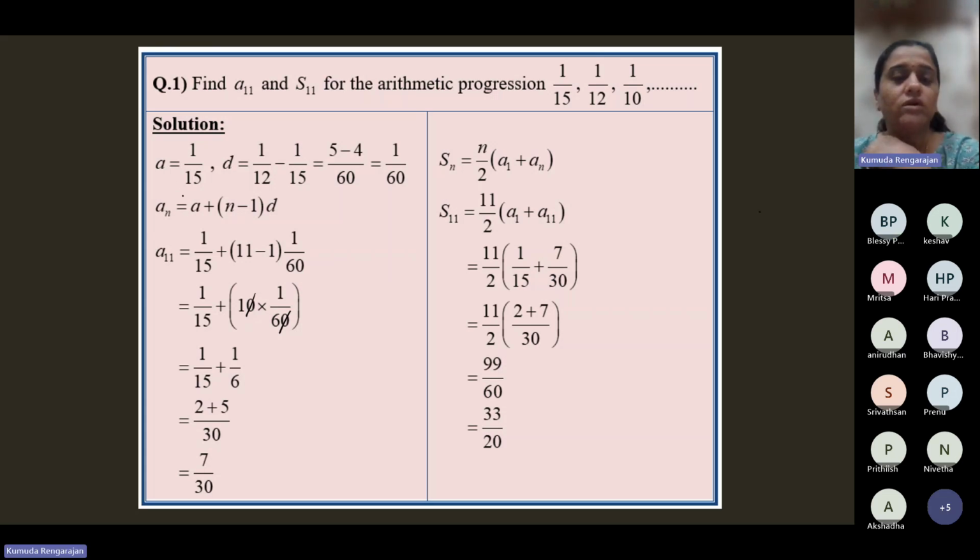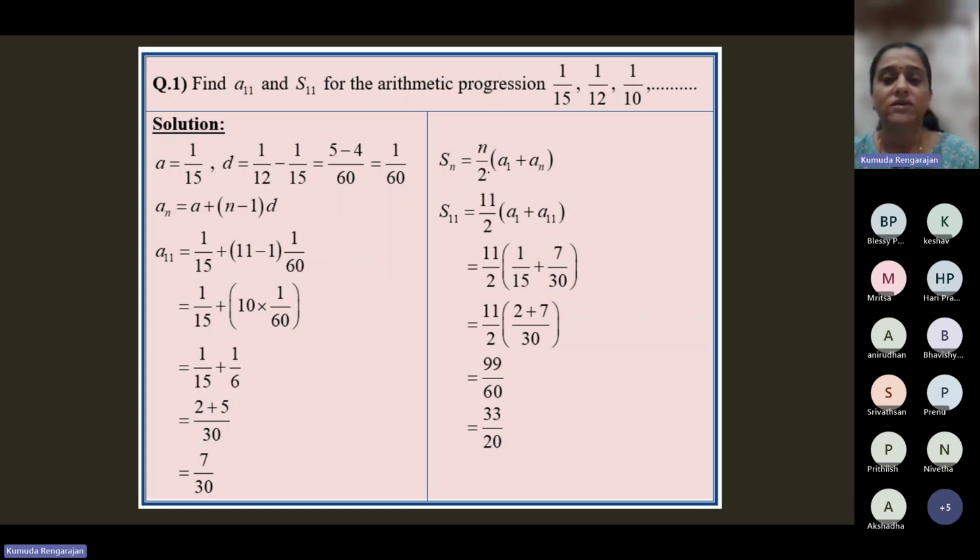So as I told you, first keep the values of A and D ready. To find A11, use the formula An, which is a plus n minus 1 into d. A is 1 by 15, n is 11, and d is 1 by 60. Substituting the values, you find that the 11th term of this AP is 7 by 30. The 0 and 0 cancel here, so 1 by 6, and then a common denominator.